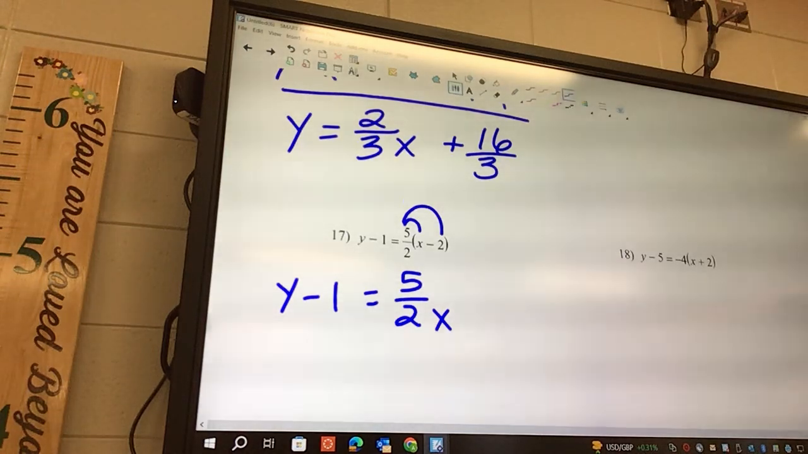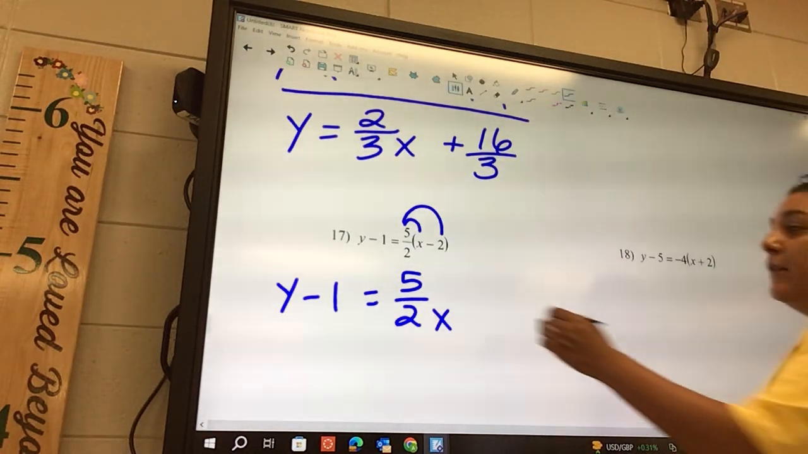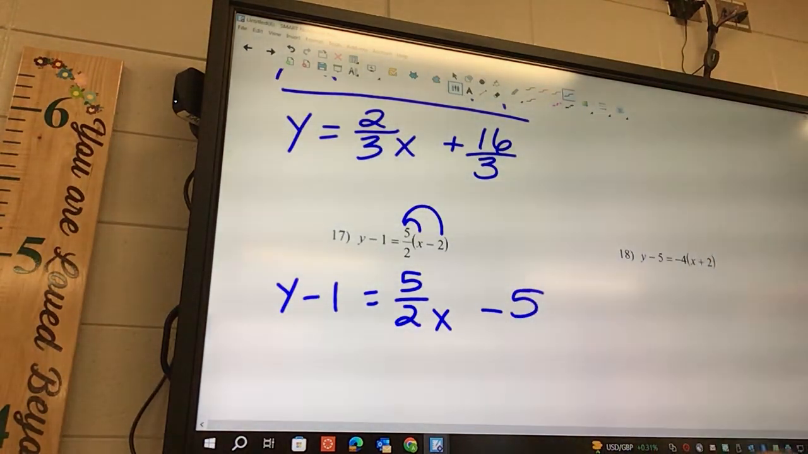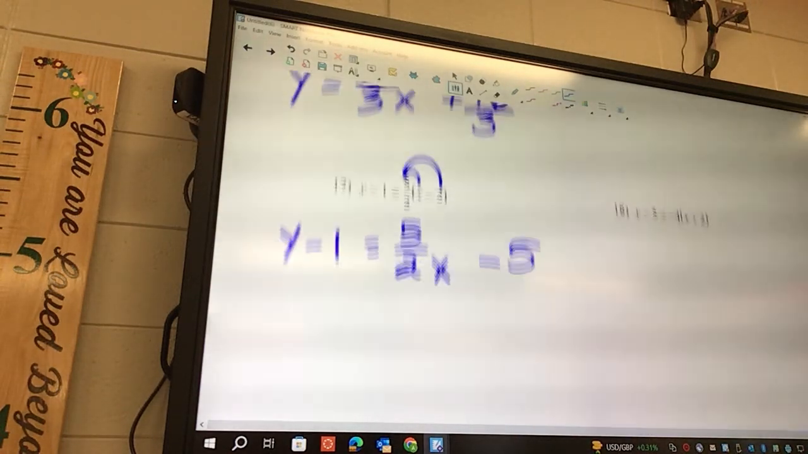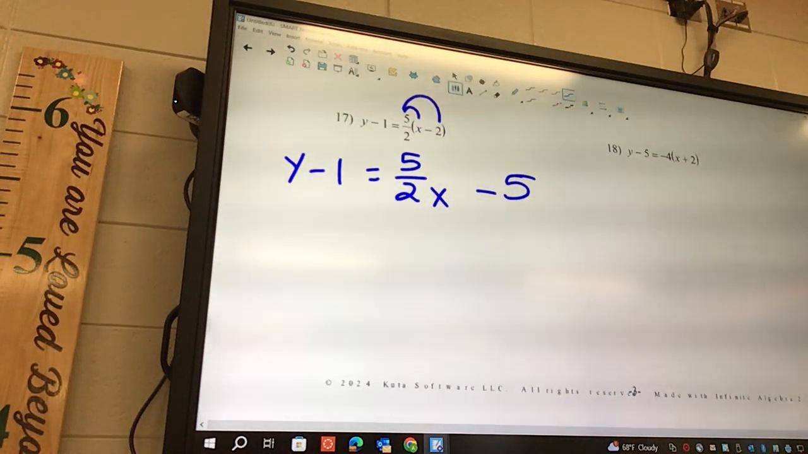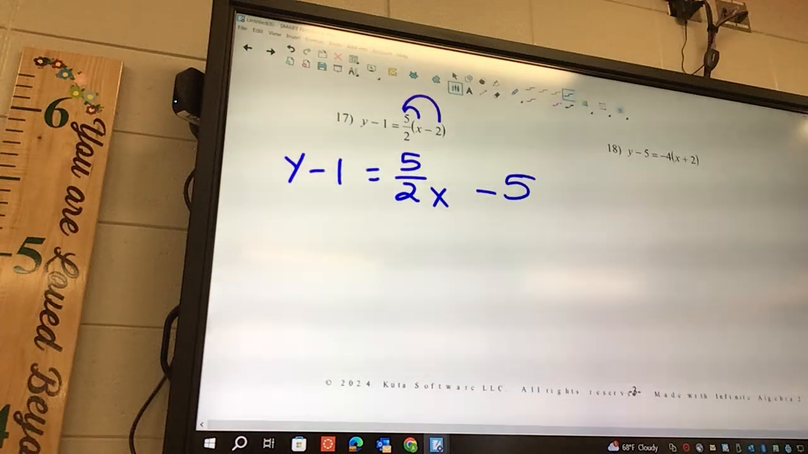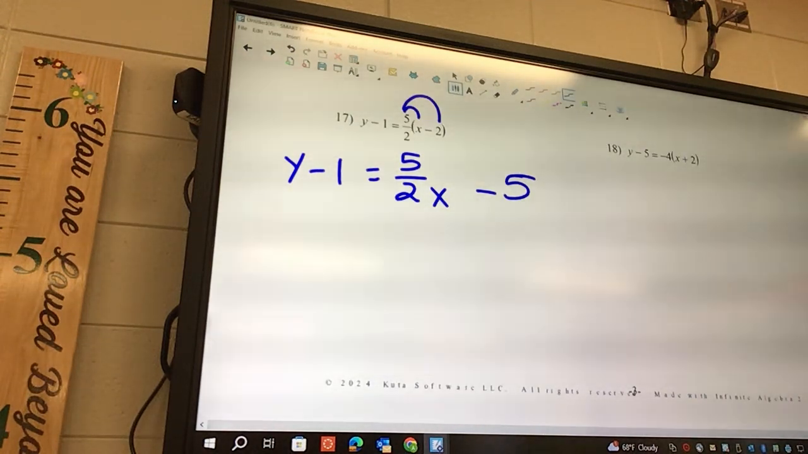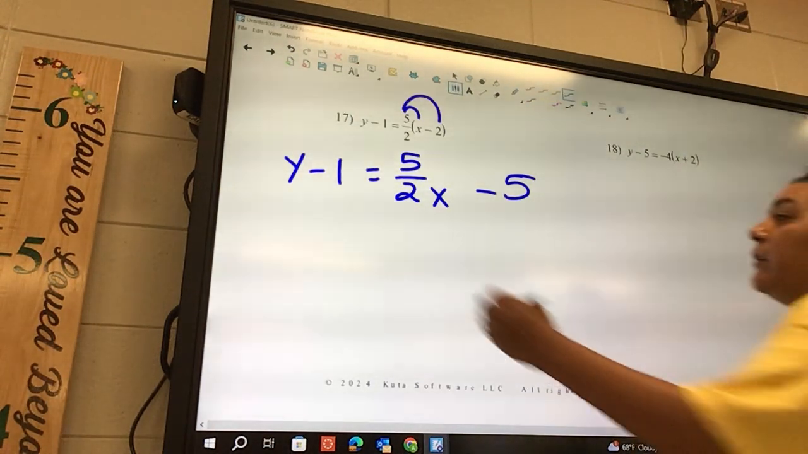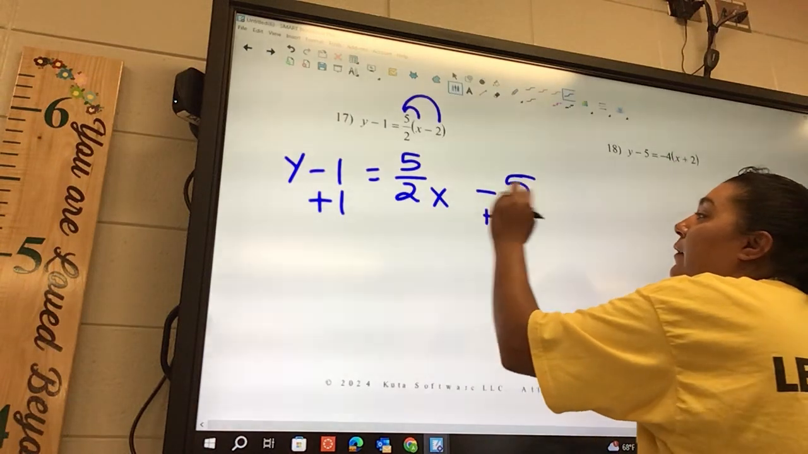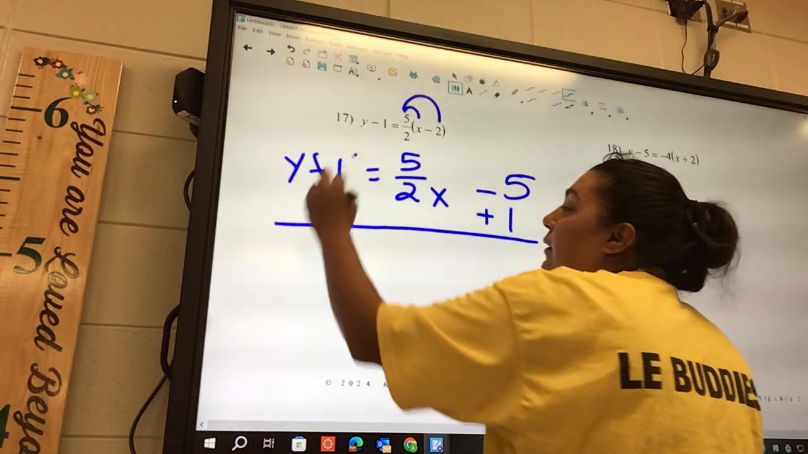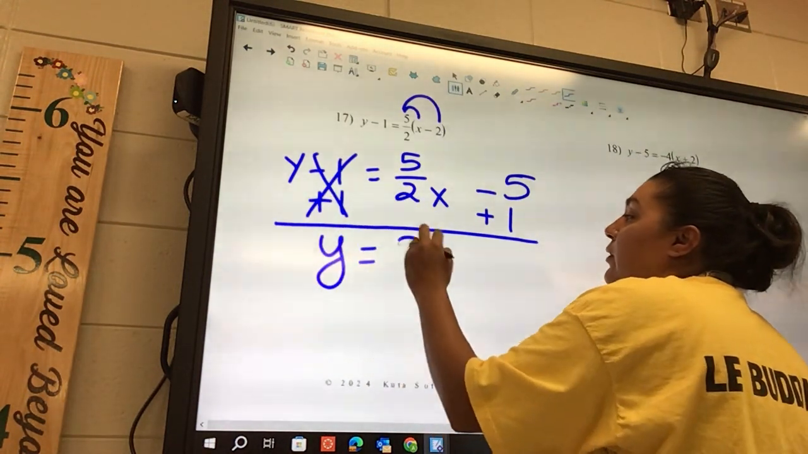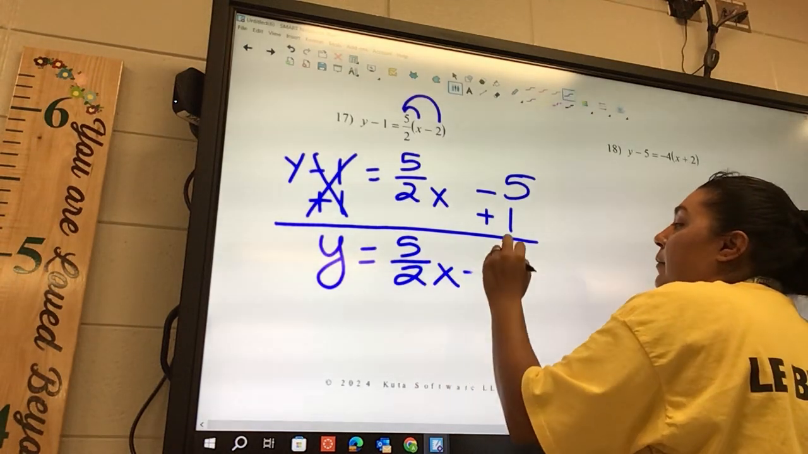What did you guys get? 5. Oh, it's over 2. Yeah. I know, use a calculator. It's going to kill you. That's what's going to happen. Okay, and then what needs to happen? I move -1. We're going to add 1 to both sides. So you get y equals 5/2x minus 4.